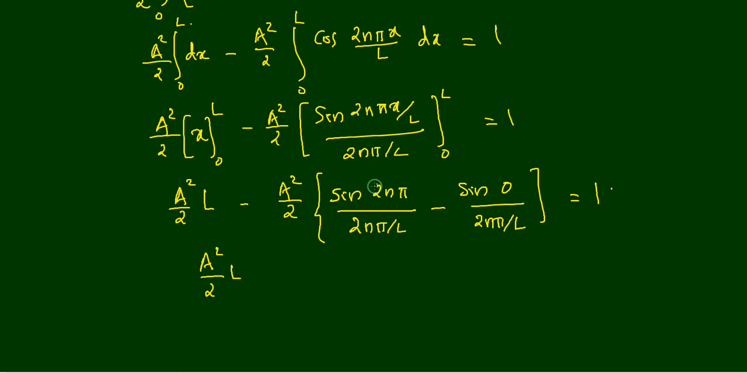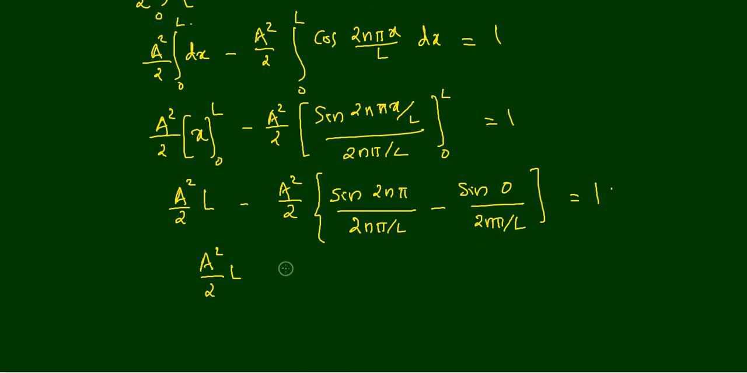What is sine 2n pi? n is equal to 1, 2, 3, etc. Right? So 2n pi is an integral multiple of pi. Sine of any n pi or 2n pi is equal to 0. For all integral multiples of pi, sine of that will be 0. So this is equal to 0, and sine 0 is also equal to 0. So both these terms will be 0. So this entire term is equal to 0.